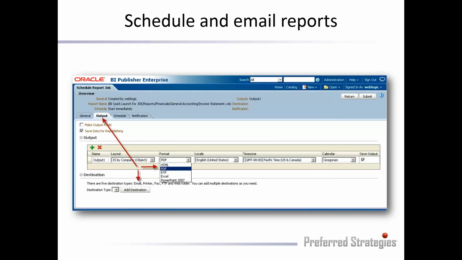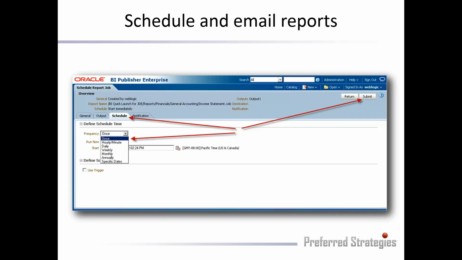So you could say I want this first layout to run and populate as a PDF when I schedule it. I want the next one to be Excel, and the third one to be HTML or PowerPoint, something like that. So that's the ability to change the output. On the schedule, you can choose it to run once on the fly. You can set it to run hourly, daily, weekly, as you can kind of see the list here on the screen.